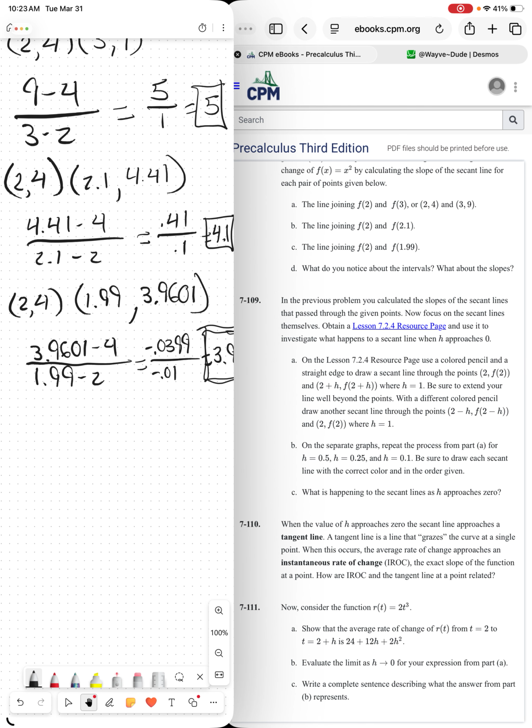Okay, 109. In the previous problem, you calculated slopes of secant lines. Now focus on the secant lines themselves. Use it to investigate what happens when h approaches 0. So look at this problem. Okay?